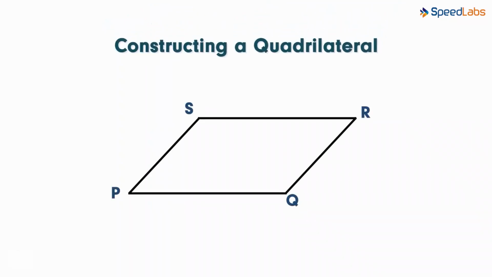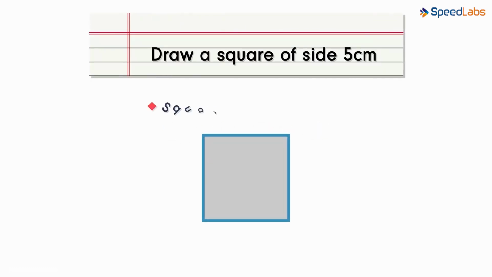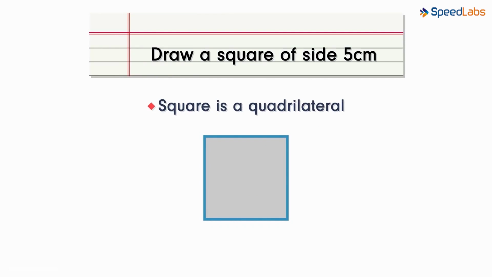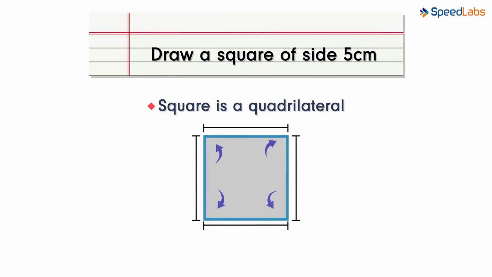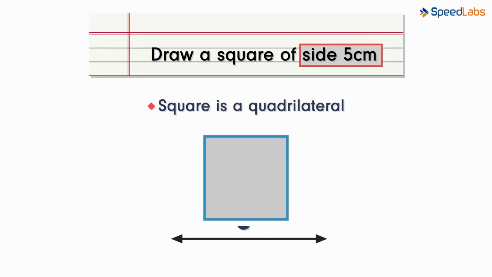Now that we know how to construct a quadrilateral, let's talk about some special cases that we may encounter. Look at this example. We know that a square is a quadrilateral, and among 4 sides and 4 angles, we have been given just the measure of one side. Is it possible to construct a quadrilateral with just one side given?